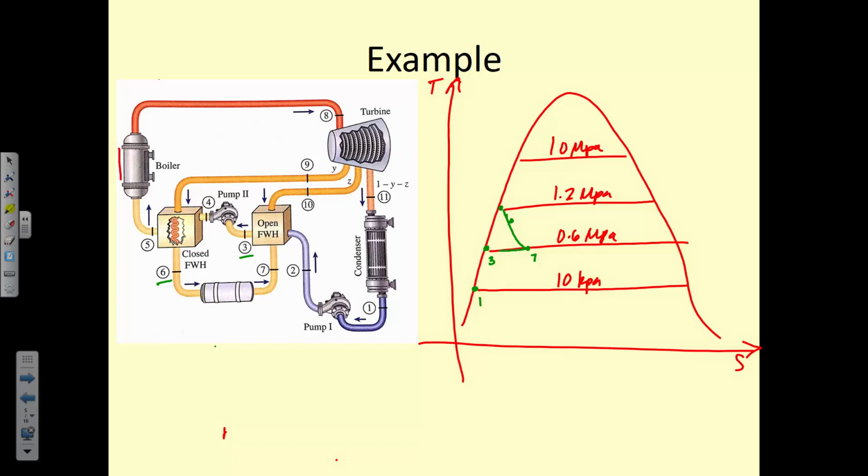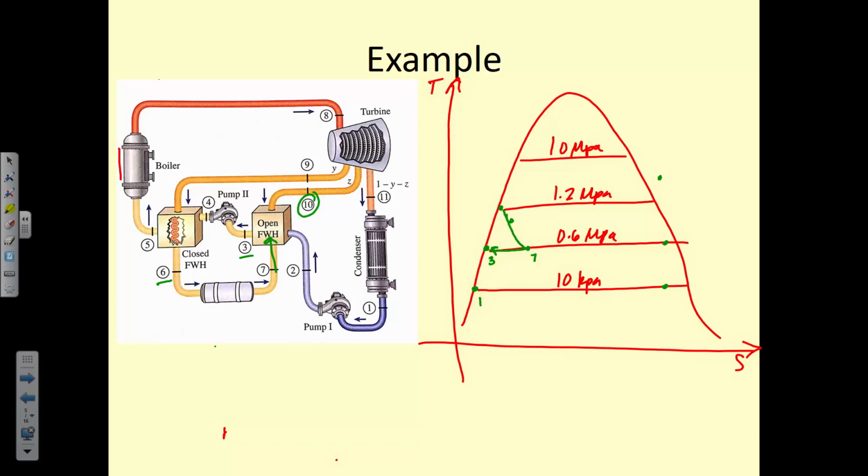So 7 goes to 3, right? Here 7 goes and it mixes with 3, but 7 also combines with 10. And what is the state at 9, 10, and 11? Coming out of the turbine, it's either going to be a superheated vapor, saturated vapor, or a saturated liquid vapor mixture. If we look at the problem, we realize that at state 9, it's still superheated, but at state 10 and state 11, it's a saturated liquid vapor mixture.